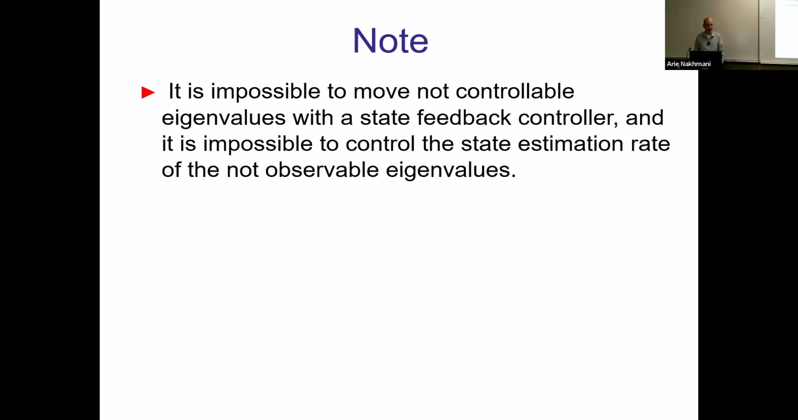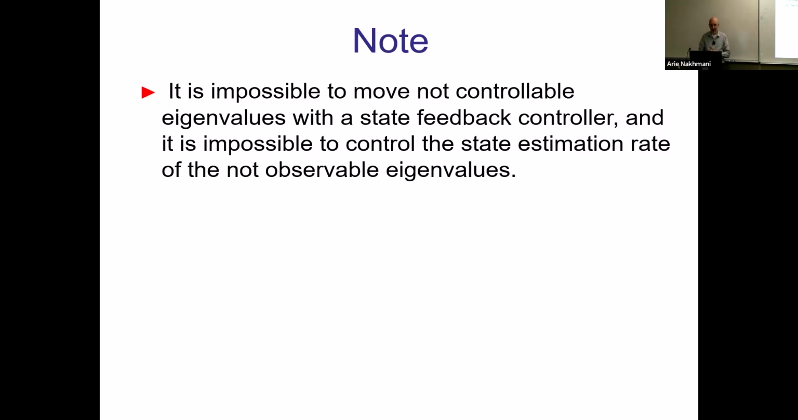So just to recap on everything. It's impossible to move eigenvalues if they are not controllable. So you can design a controller only to move poles which are controllable. If they're stable, great, you still can control the system; they will converge somehow. If they're unstable, you might be in trouble. You probably need to design another system.